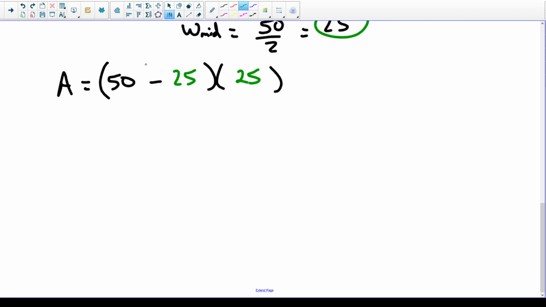Now remember, this is the length. Let me use a different color for that. This is the length of the rectangle. This is the width of the rectangle. Well, what's 50 minus 25? 50 minus 25 is just 25.